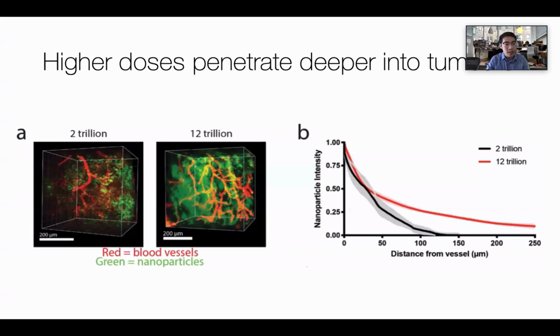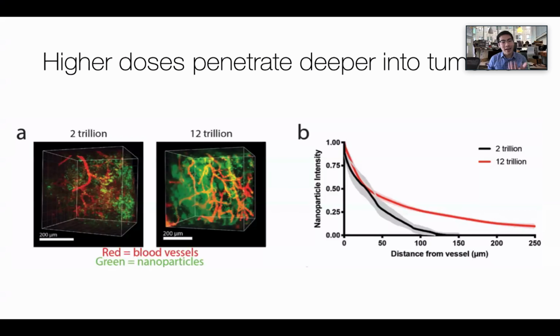So here we did 3D microscopy to visualize a volume of the tumor. And we have blood vessels in red, and we have nanoparticles in green. And what you'll appreciate here is that at the higher doses, there's a much more diffuse distribution of our nanoparticles away from the blood vessels. And when we quantify this, what we find is that the distance from the vessel that these nanoparticles get to, if we look at a higher dose, the nanoparticles penetrate further than if we were to give a small dose. So this verified our hypothesis that the penetration would be increased.